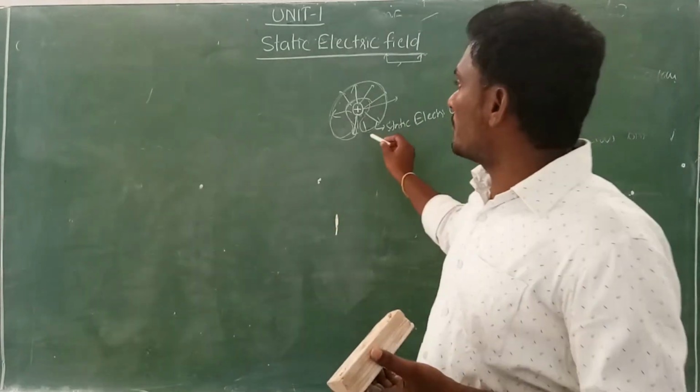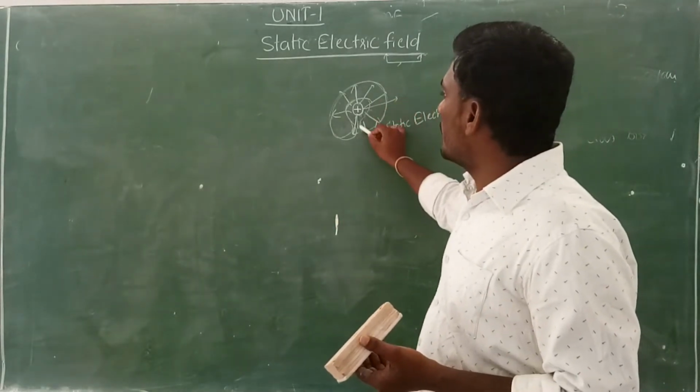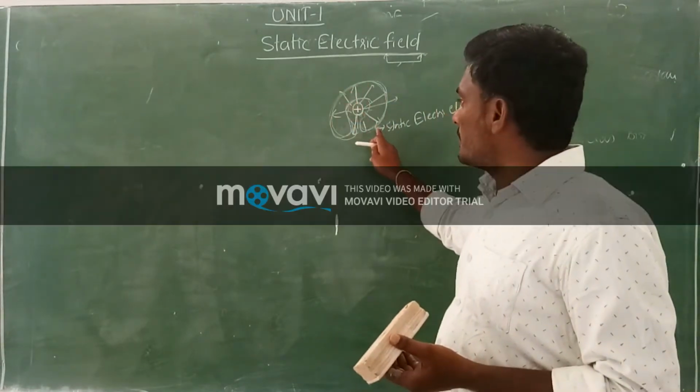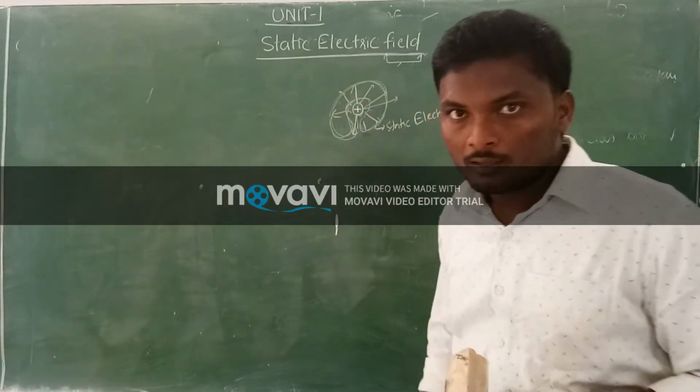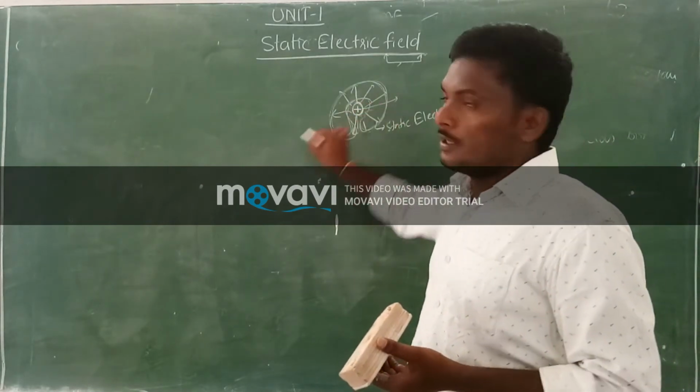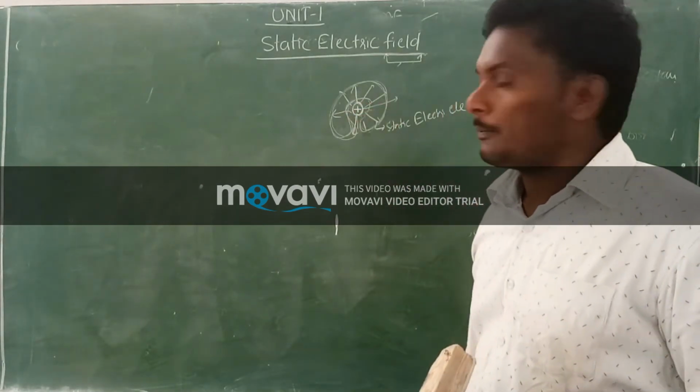Now we will focus mainly on this static electric field only in this unit. Is it a static electric field or a dynamic electric field? Static electric field. Why? Because this charge is at rest. It is not varying with respect to time.